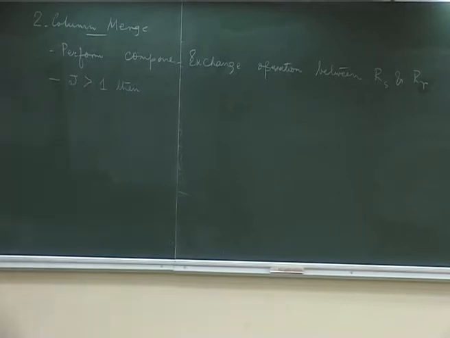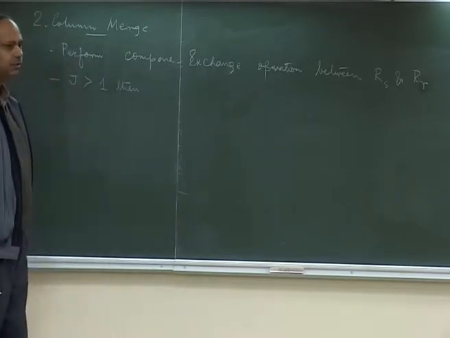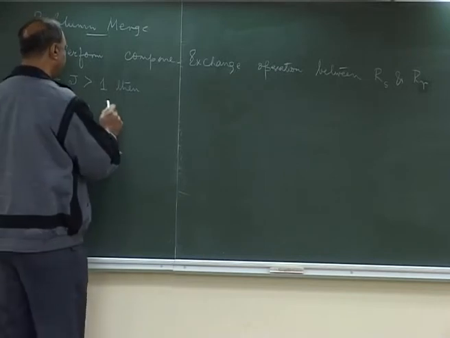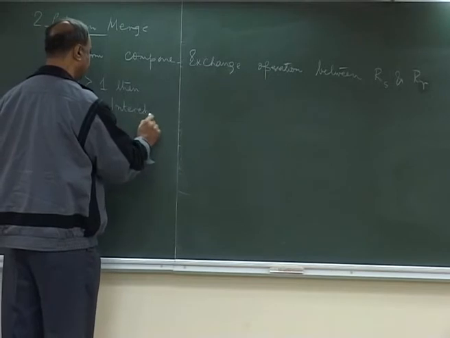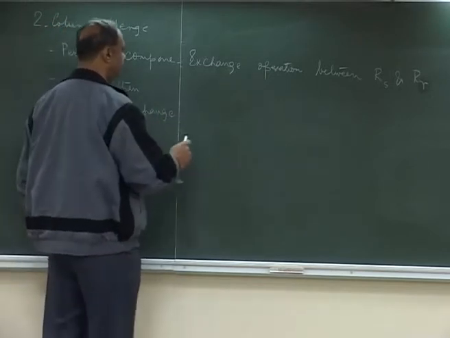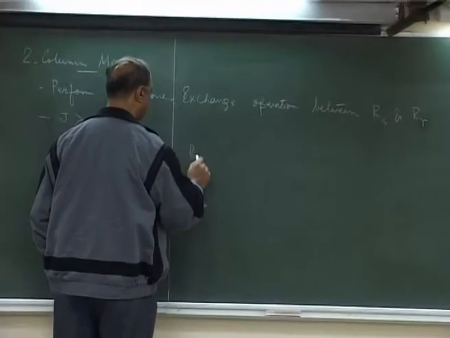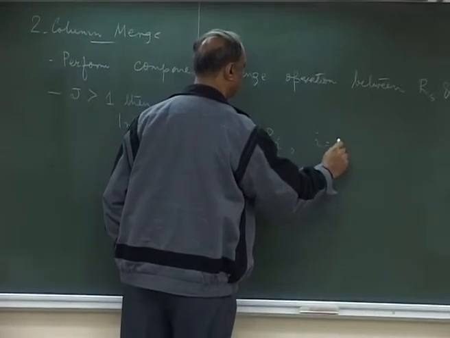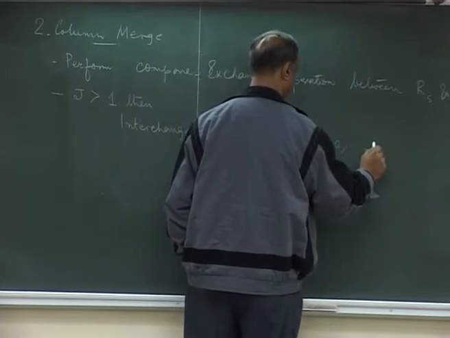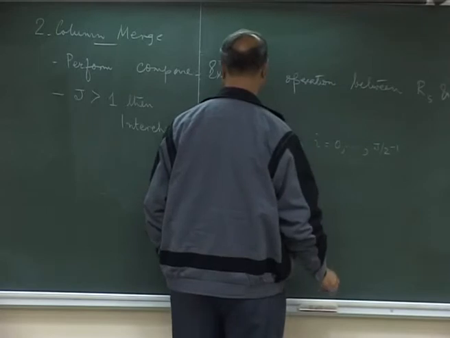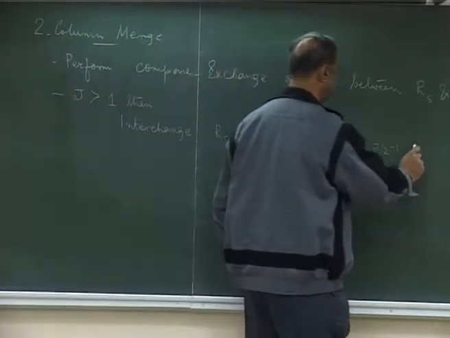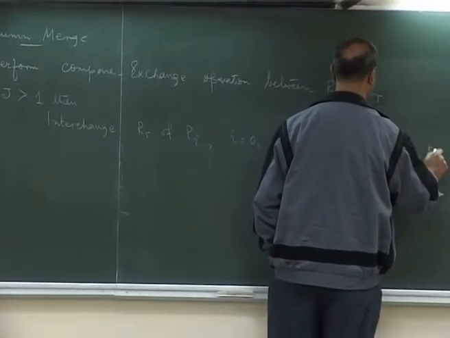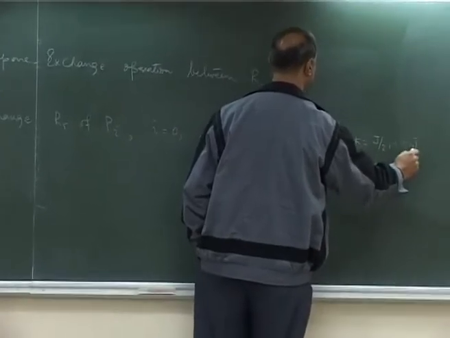Now, if J is greater than 1, what are you going to do? The rejected element has to be interchanged with the accepted element. So, interchange the content of RR of Pi, i is 0 to J by 2 minus 1, with RS of Pk, k is J by 2 to J minus 1.